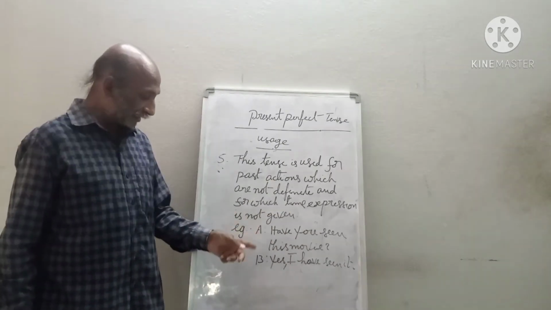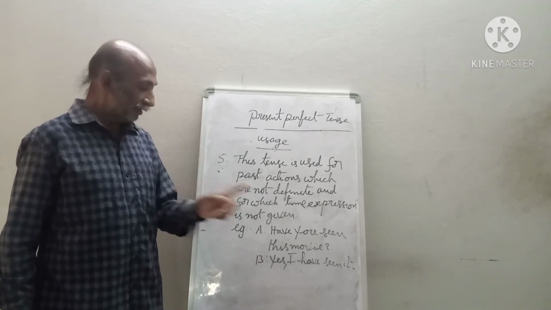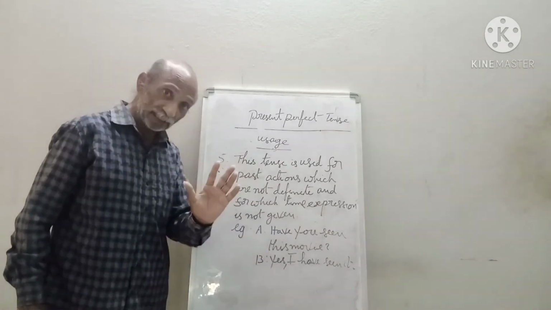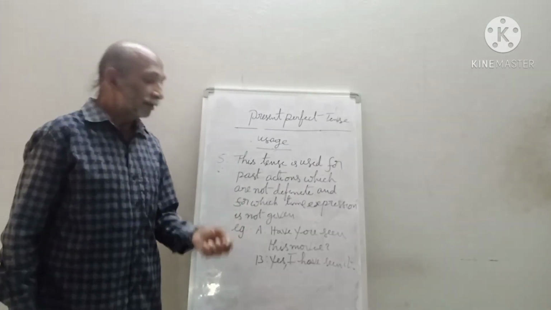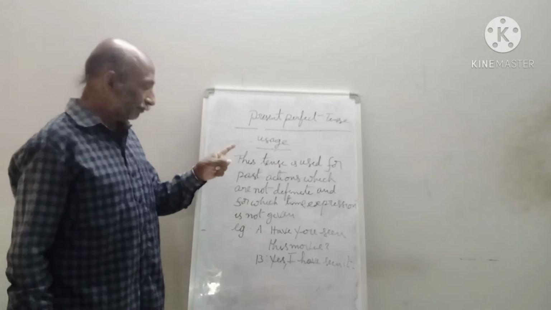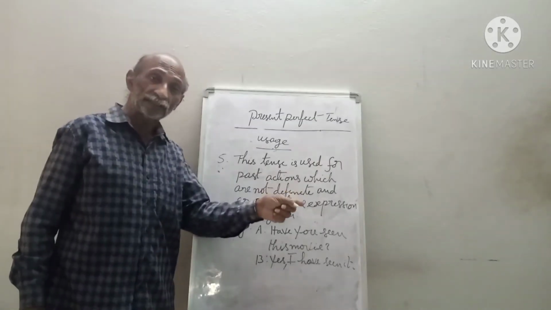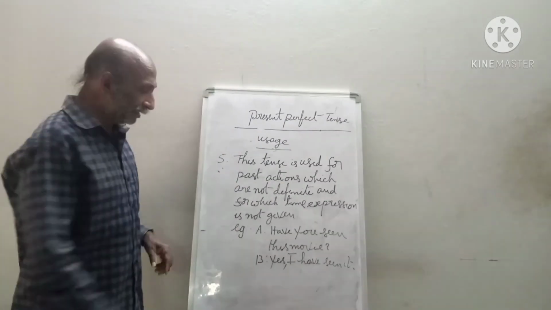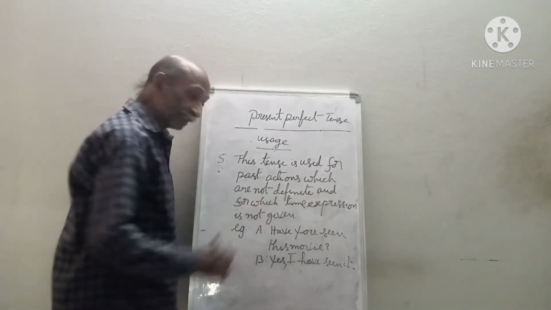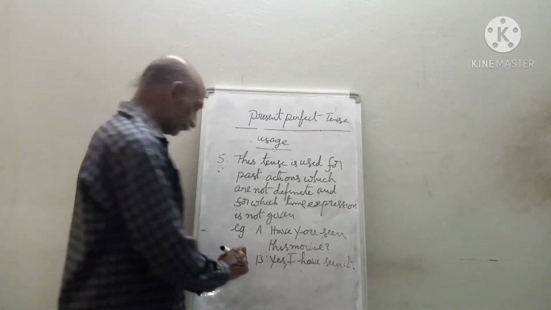So when A asked the question for the past action, we used present perfect. Why? Because A is not sure. That is why I told you present perfect is used for a past action which is not definite. In addition to that, you see, time expression is not given.